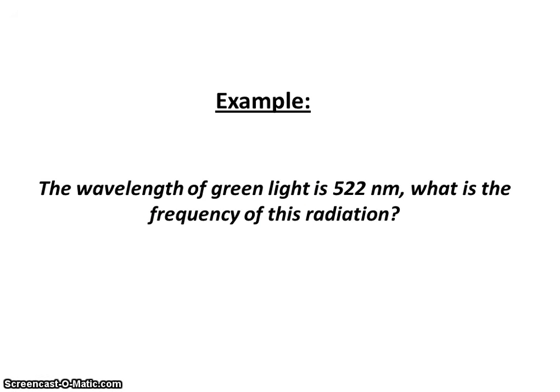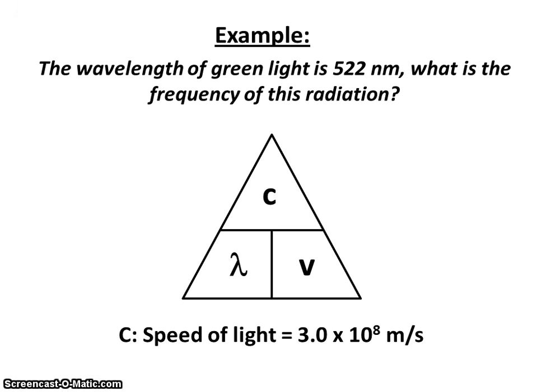Now let's look at an example. The wavelength of green light is 522 nanometers. What is the frequency of this radiation? Again, we have to keep in mind using the triangle that we learned in class, and also that the speed of light is always going to be a constant number, 3.0 times 10 to the 8 meters per second, even if it's not expressly given in the problem.